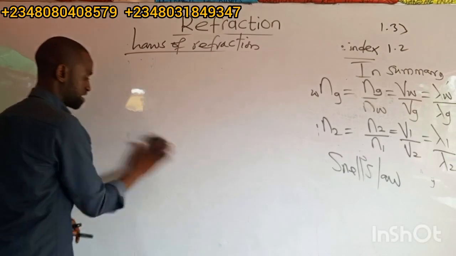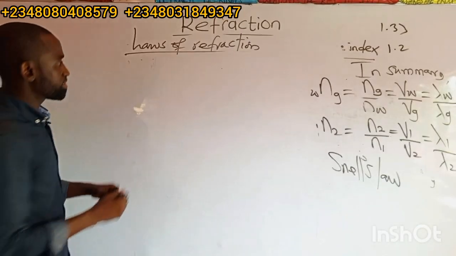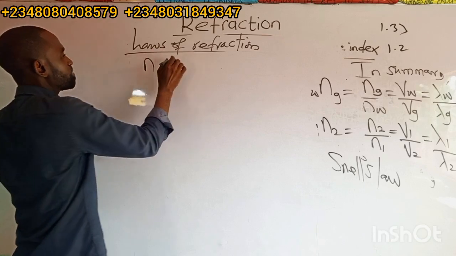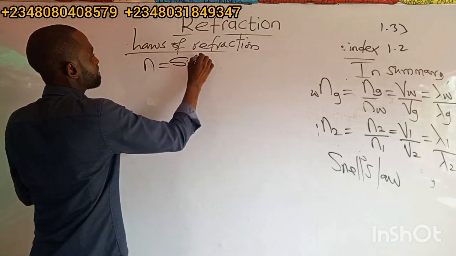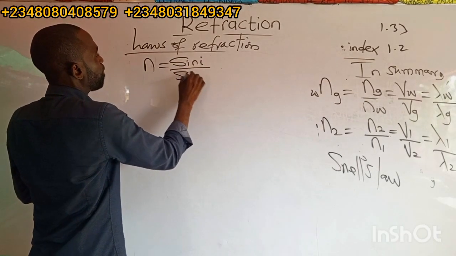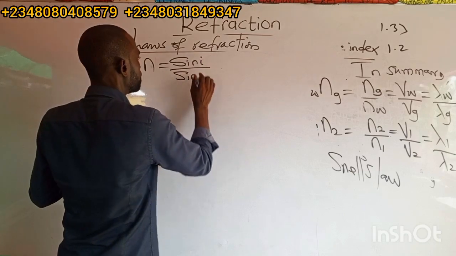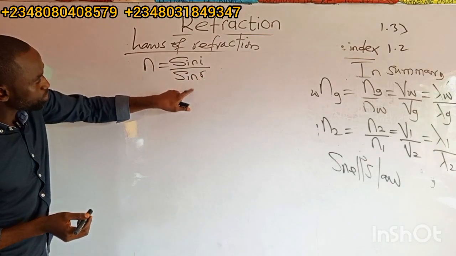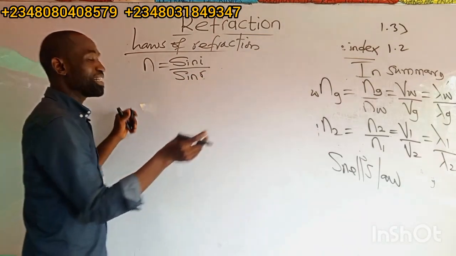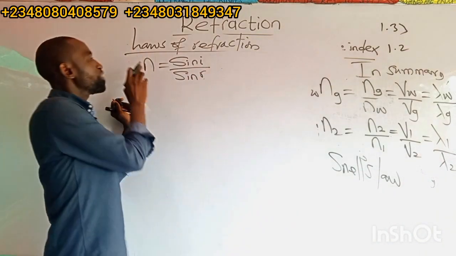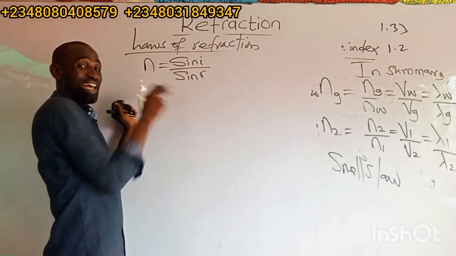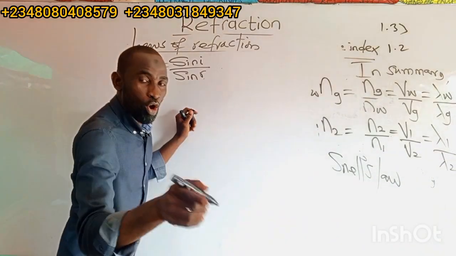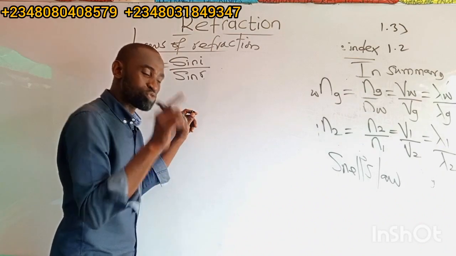Look at this. See what the law is saying. The law is saying that the refractive index is equal to the sine of angle of incidence over the sine of angle of refraction, which is a constant. The ratio of the sine of angle of incidence to the sine of angle of refraction is a constant, and that constant is what we call the refractive index of the second medium with respect to the first medium.